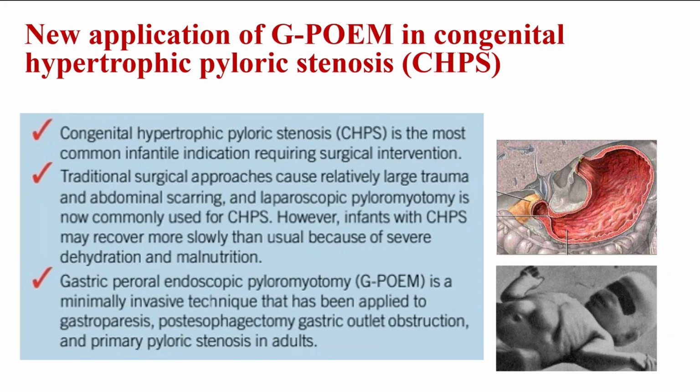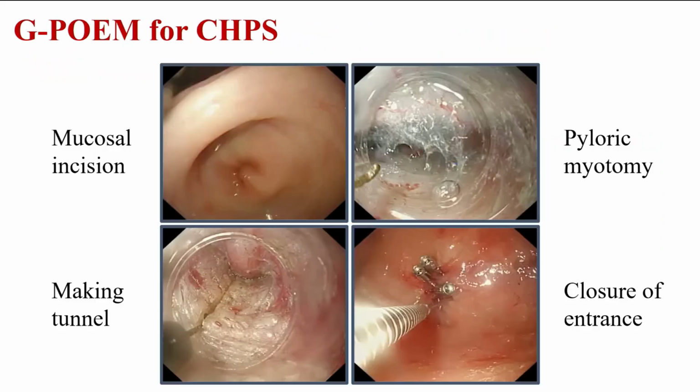Now, after we had much experience in adults, we then performed the G-POM in congenital hypertrophic pyloric stenosis. As we know, CHPS is the most common infantile indication requiring surgical intervention. Traditional surgical approaches can cause relatively large trauma and abdominal scarring. So G-POM is a minimally invasive technique that has been applied to gastroparesis.